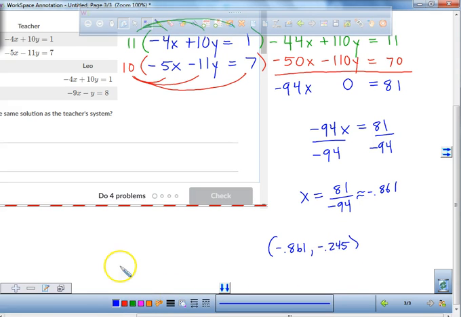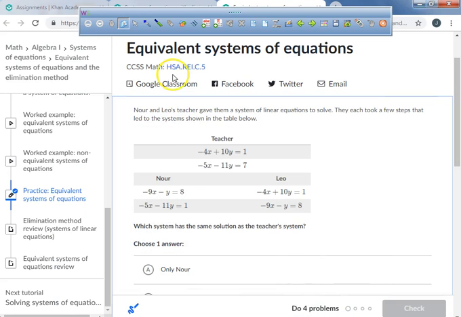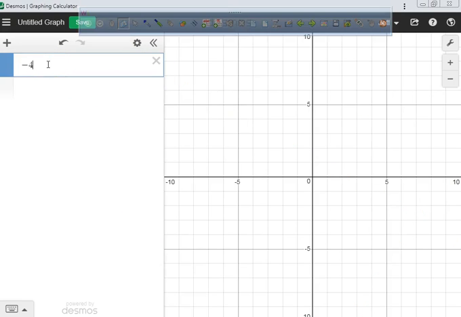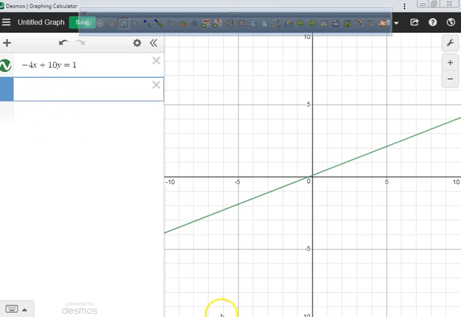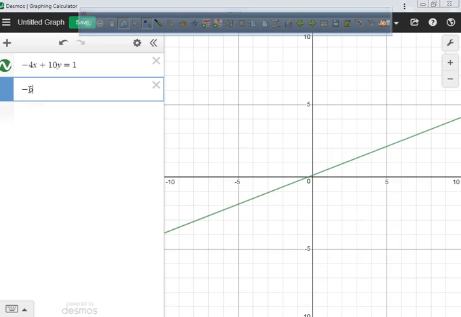So we're going to go over to Desmos right now. We're going to type this in. So go to Desmos. If you have Desmos open, let's go ahead and type these in together. Okay? So right here, I'm going to type in negative 4x plus 10y equals 1. And then I'm going to type in my other one, which is negative 5x minus 11y equals 7.